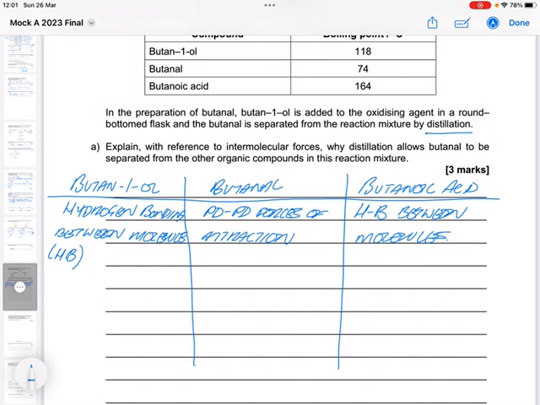So I've just identified what intermolecular forces exist between all three. So there's one mark if you've got hydrogen bonding between molecules of butan-1-ol and butanoic acid. And there's one mark if you've got permanent dipole force of attraction between molecules of butanal. So these are weaker and these are stronger. And that is your third mark. So just to finish this off, therefore butanal will evaporate first. Okay.